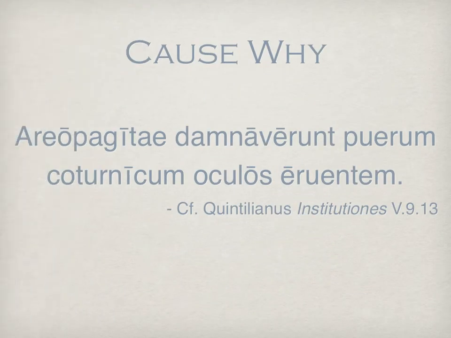We also have the cause why. Areopagitae damnaverunt puerum coturnicum oculos eruentem. The Areopagites, the judges who get together on the Areopagus, condemned a boy, and then the participle tells us something more about the boy. Eruentem is our participle here, from eruere, to pluck out, to pull out. So they condemned a boy plucking out the eyes of quails.